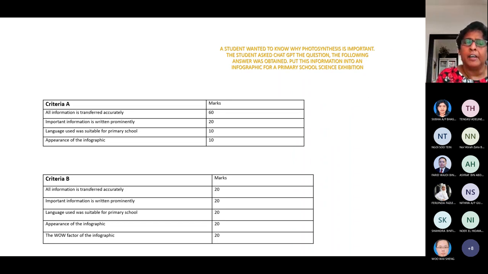Even though you prepare a higher order thinking task, which is aligned to your learning outcomes, how you assess them, how you give them marks is equally important. You have to pay attention to it, okay? Because sometimes you might be punishing students who actually achieve the learning outcome because of the criteria that you have set. But that is another topic altogether, okay?